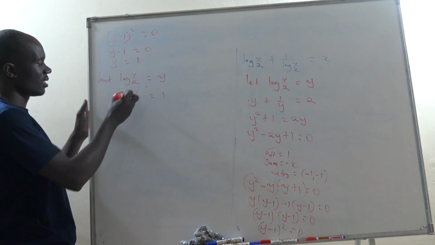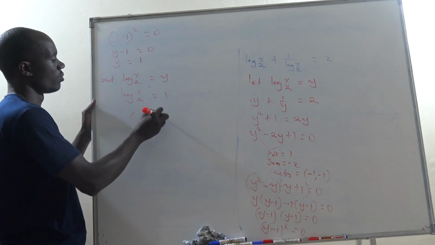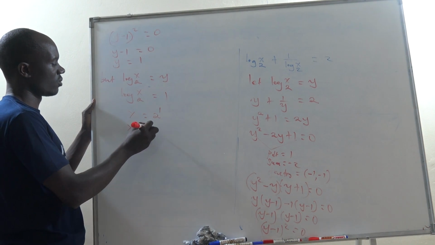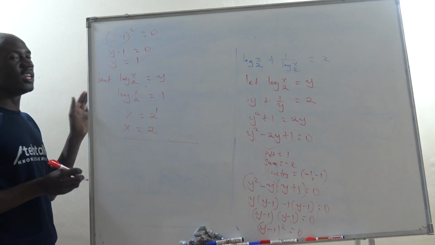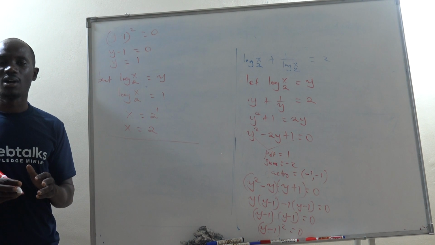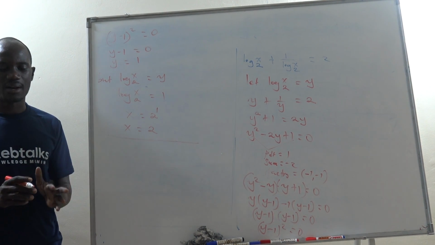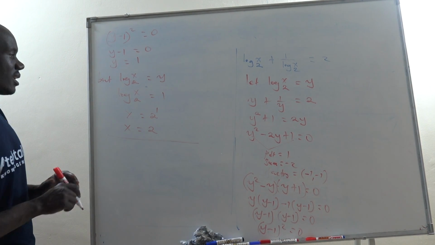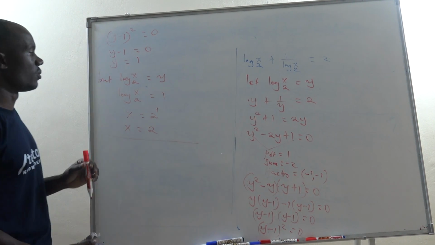From our index, x is the same as 2 power 1, which means x equals 2. We said any number power 1 is the same as that number. That's how we handle such a kind of numbers related to that.